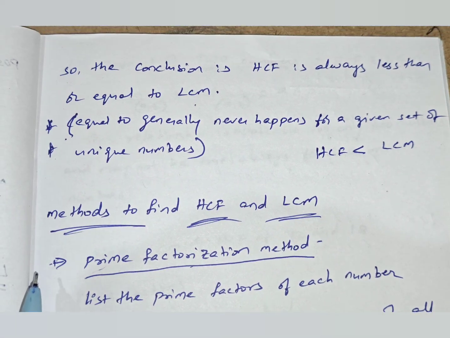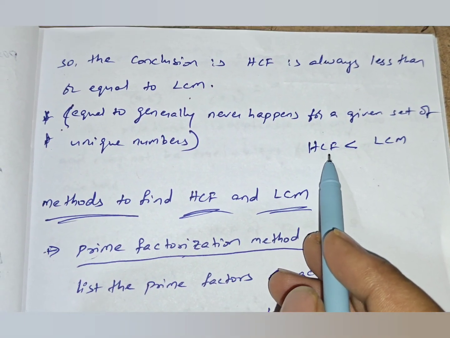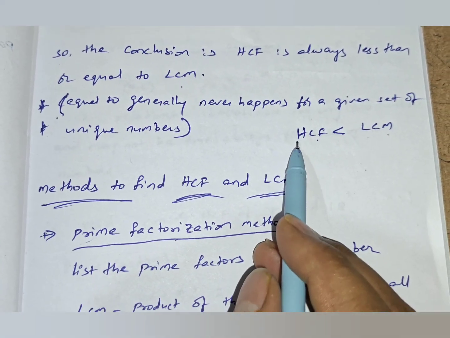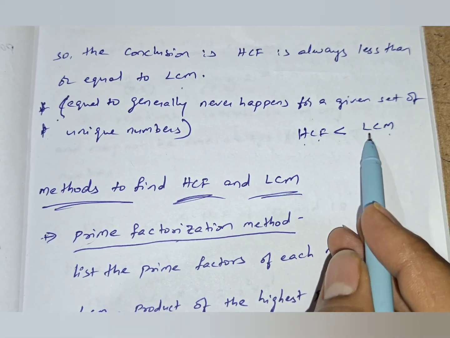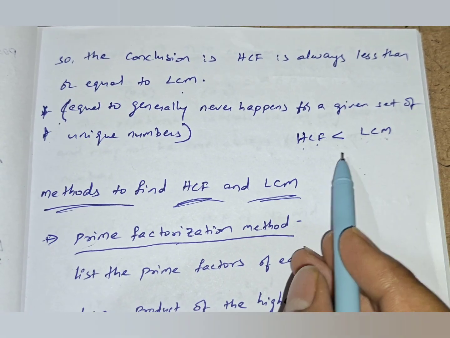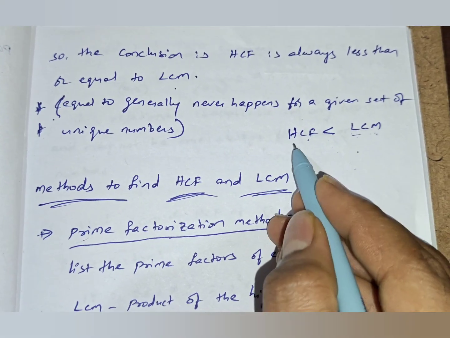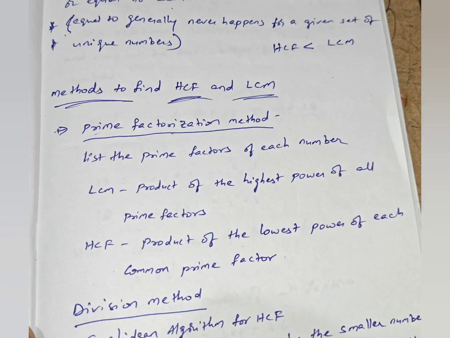And remember one thing, don't get confused by the names, highest common factor and least common multiple, because the highest common factor is always less than the least common multiple, that is LCM. Here you may get confused that this is least, so this is the lower number, and this is highest, so this is the higher number. That doesn't hold.